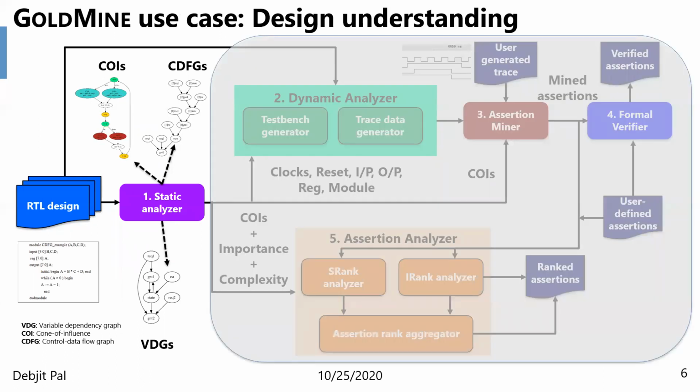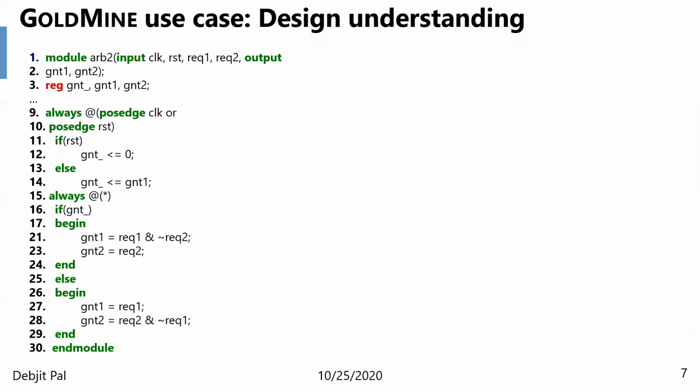In the first use case of GOLDMINE, we discuss design understanding. To understand the design, we use the static analyzer. Static analyzer is an ensemble of multiple complex algorithms that can extract multiple design information and store them in appropriate data structures. These data structures can be used independently for various verification applications such as design understanding, design interpretation, identifying opportunities for design optimization, and also to remove design redundancies. To explain the different data structures that GOLDMINE creates, we will use the 2-port arbiter as our running example.